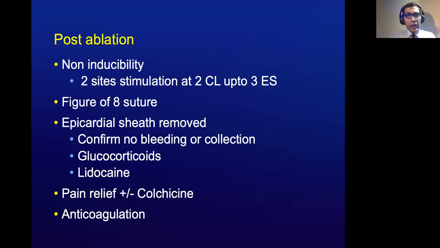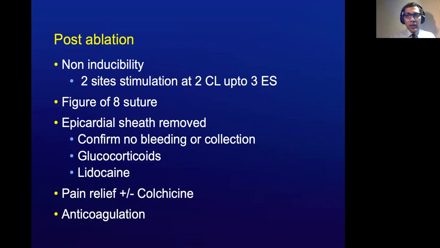Post-ablation, there was non-inducibility demonstrated, with two-site stimulation at 2 cycle lengths up to 3 extra stimuli. The sheaths were removed with a figure-of-8 suture for the venous sheaths, and the arterial sheaths were left in place. The epicardial sheath was removed after confirming no bleeding or collection of fluid. Glucocorticoids and lidocaine were instilled intrapericardially. Pain relief was given abundantly, and colchicine was also added to prevent further pericardial adhesions. Anticoagulation was given for a period of a month.